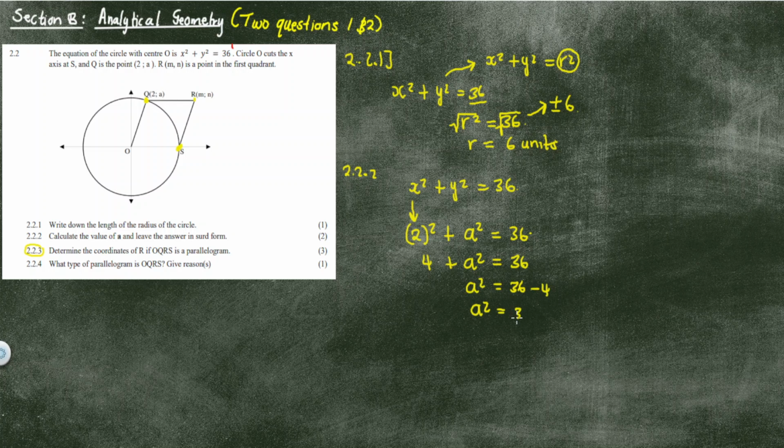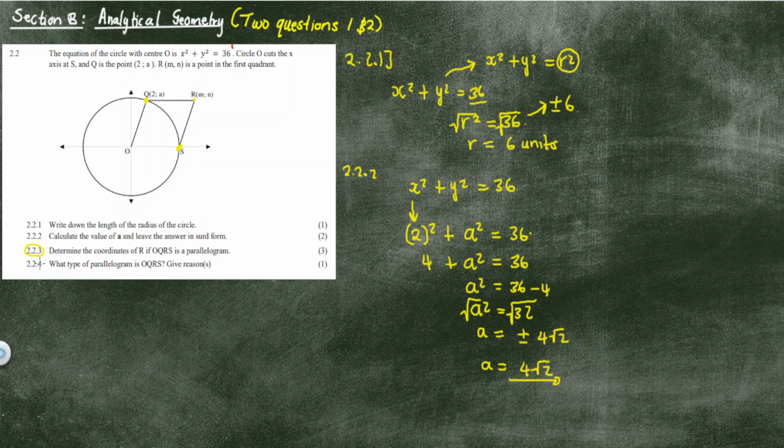That is 32. So I need to square root both sides. Then A is equal to plus minus, by the way, plus minus 4 square root 2. The point Q lies in the first quadrant, so it means that both the x and the y are positive. So my A is going to be a positive 4 square root 2. That's A.